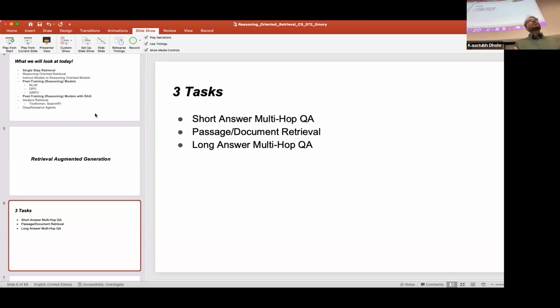Passage and document retrieval is essentially the second, intermediate step. I think this is what most of the IR course is about. The third one, long answer multi-hop QA, is related to your deep research task, where you don't only retrieve documents, but after that you assimilate them and then generate a long summary out of it. Evaluating this is hard because you need to understand different facets of information, and you can't really do it with an exact match. Feel free to pause me at any moment and ask questions.